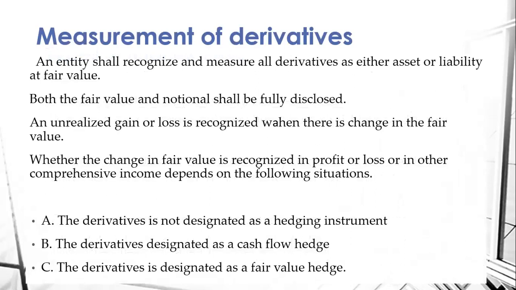Next. So, measurement of derivatives. An entity shall recognize and measure all derivatives as either asset or liability at fair value. Both the fair value and notional shall be fully disclosed. An unrealized gain or loss is recognized when there is a change in fair value. Whether the change in fair value is recognized in profit or loss or in other comprehensive income depends on the following situations. First, the derivative is not designated as a hedging instrument. Second, the derivative is designated as a cash flow hedge. And last one is the derivative is designated as a fair value hedge.